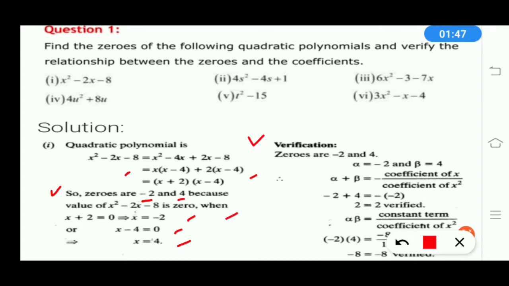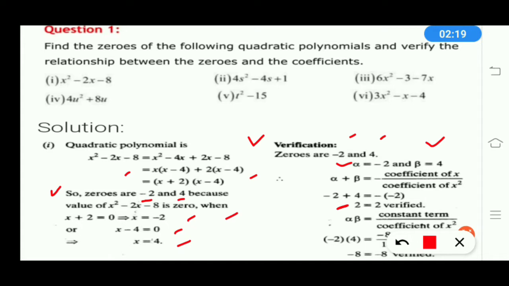Next, verification. That means verify the relationship between the zeros and the coefficients. Here there are two zeros, −2 and 4. Let alpha = −2 and beta = 4. Now alpha + beta = −2 + 4, that is 2. So the left hand side, alpha + beta, equals 2, and the right hand side is minus the coefficient of x divided by the coefficient of x².